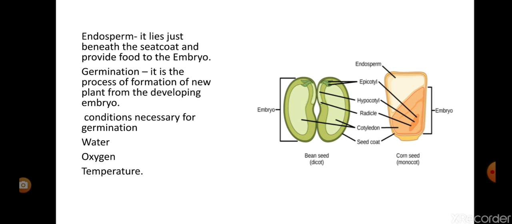Next is oxygen. Oxygen is required for respiration in the new seed. Next is temperature. Proper temperature is required for the development of new seedling or in germination. Generally the temperature between 10 to 35 degrees Celsius is the suitable temperature.